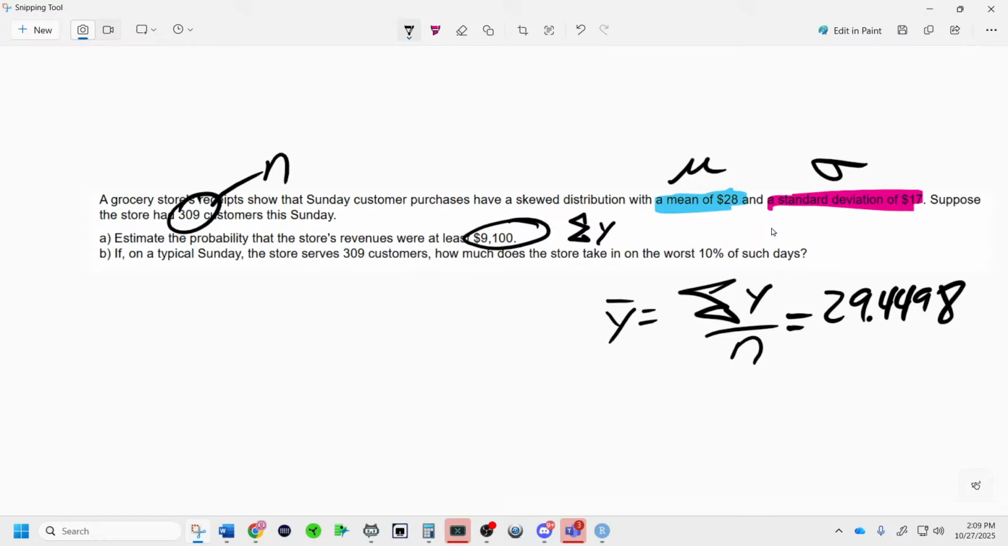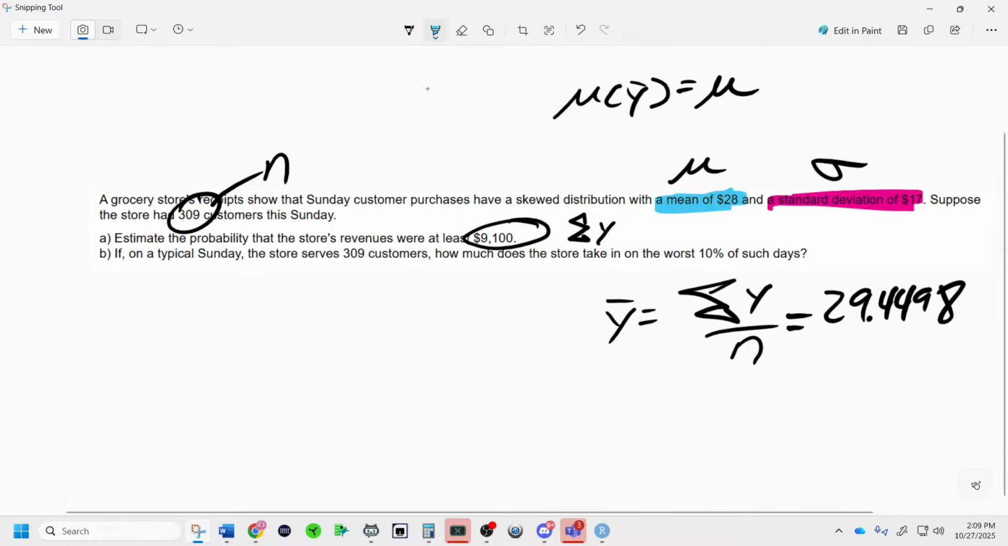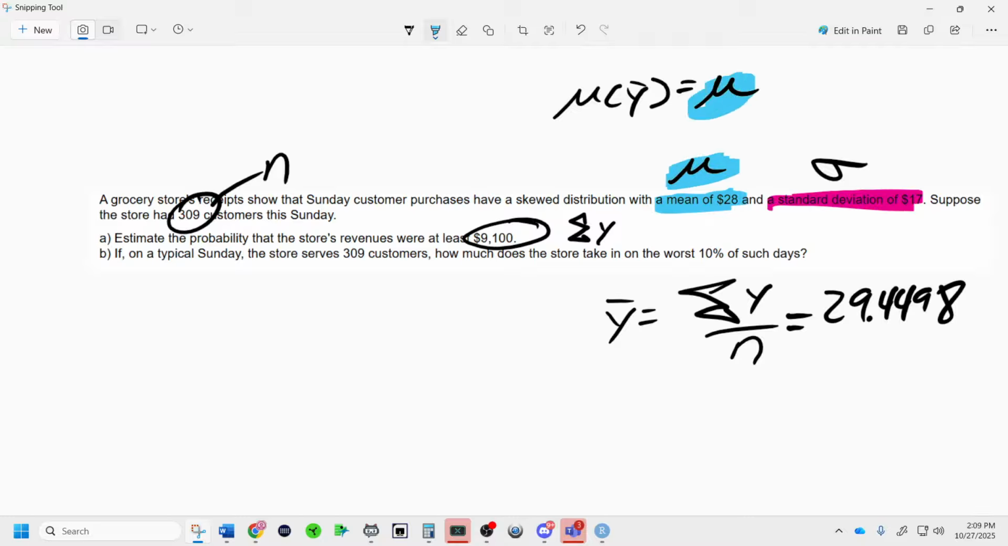So now we need to solve for our distribution. Mu y bar equals mu. So can anyone tell me the answer for what mu y bar is? Remember, mu y bar equals mu. So what is the answer to this question? What is mu y bar? Can anyone tell me?